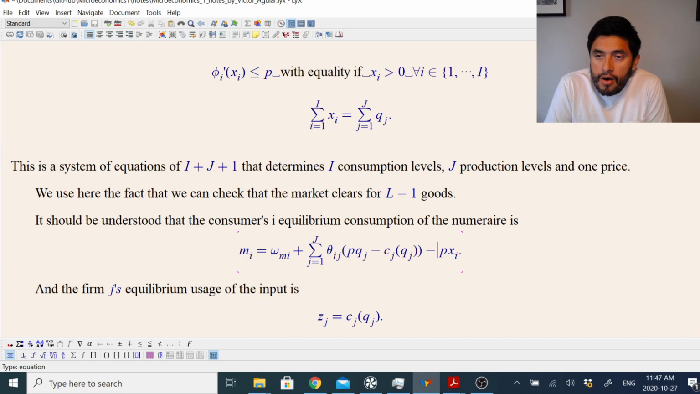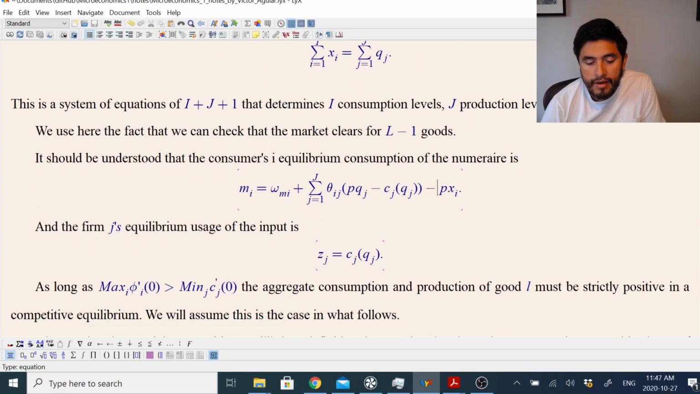Okay. Now, what is the other thing that I need to solve to have the full solution? I need to have also the factor demand. So how much of the numeraire is in sum actually used by the firms. And this is just, in this case, because of efficiency, equal to the sum over J of the cost level. Remember, the numeraire is measuring money. So of course it's equal to the cost level.